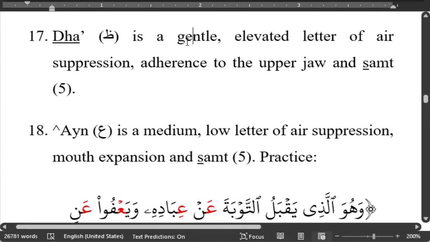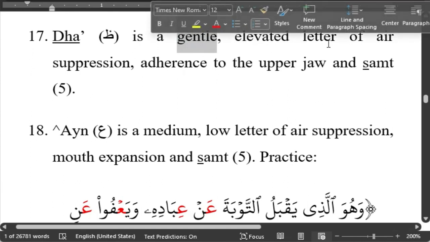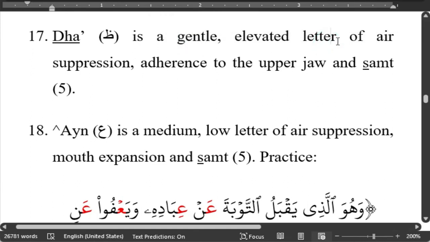Dha is a gentle, elevated letter of air suppression, adherence to the upper jaw, and samt. So gentle means doesn't stop the sound. Elevated letter means the tongue goes up. Air suppression stops the flow of air, so it stops the flow of air without stopping the sound. Adherence to the upper jaw means the mouth closes in, there's no mouth expansion. And samt.